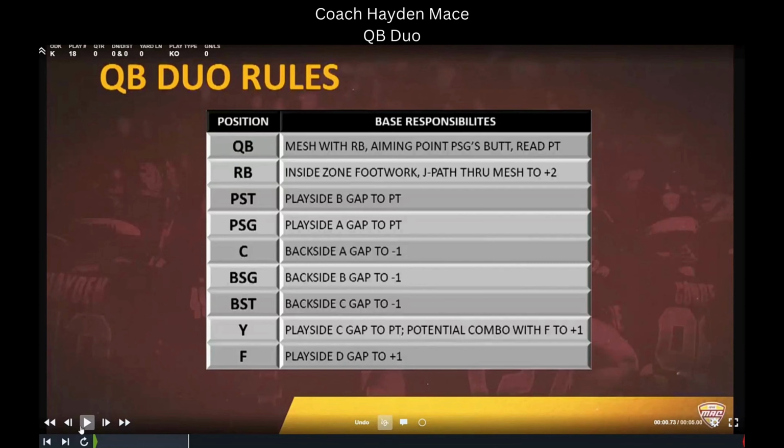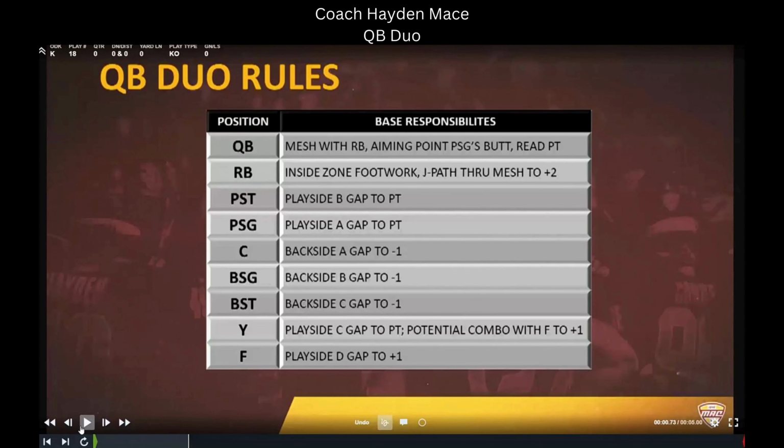And then getting to the O-line, play side tackle, responsible for B gap to the point. Play side guard, responsible for play side A gap to the point, most times being able to create some sort of combination on that play side. Center, backside A gap to our -1 player. Backside guard, backside tackle, B gap, C gap to -1.